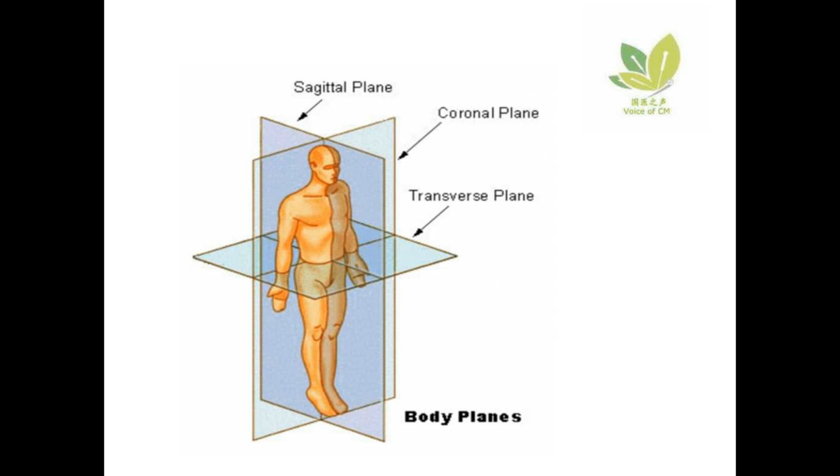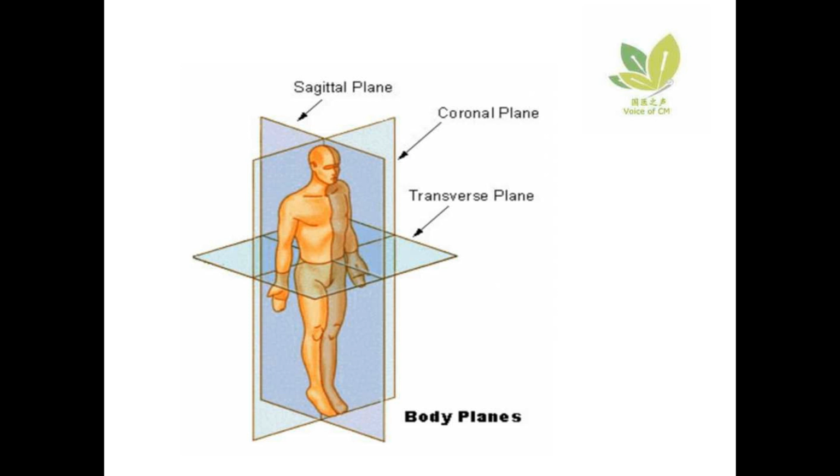Another plane that goes through the middle of the person but separates the individual into a left side and a right side is called the sagittal plane. Then there is another type of plane which is horizontal, called the transverse plane, and it divides the person into top and bottom.